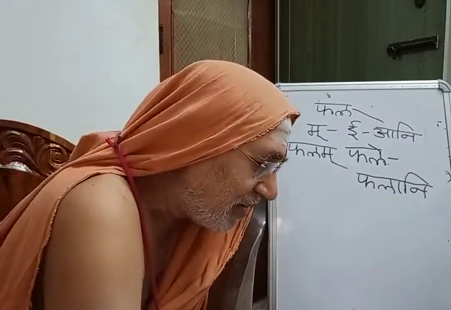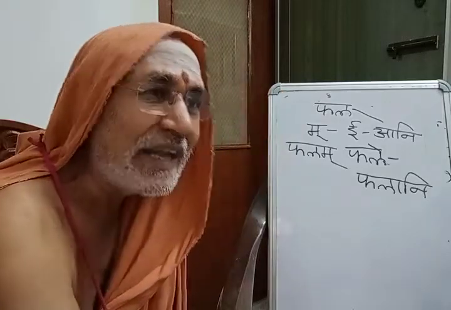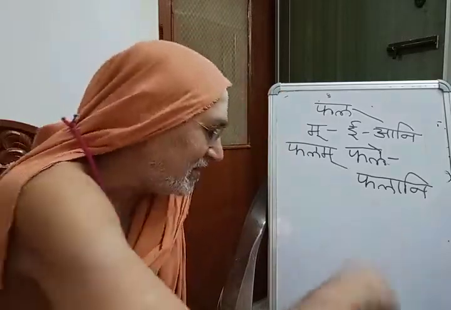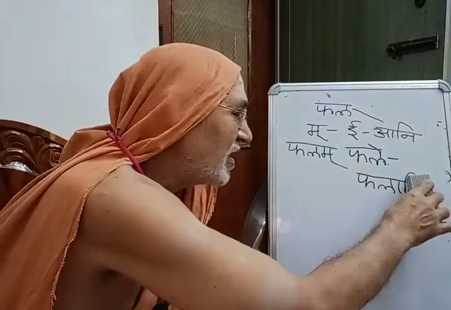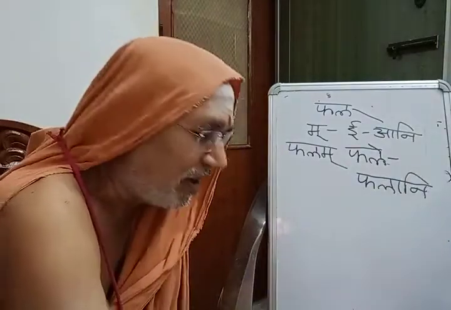Kamalam, Kamale, Kamalani. Kamalam is lotus. Gruham, Gruhe, Gruhani. Note this: Gruhani. This rule I'll tell you tomorrow. Instead of na, we get ni. Gruhani.